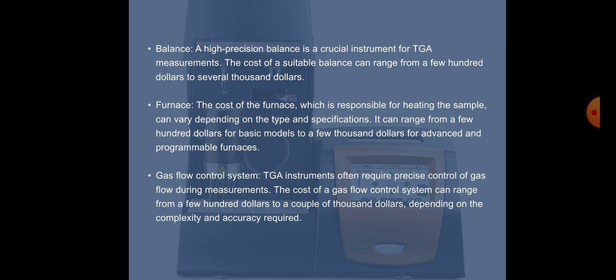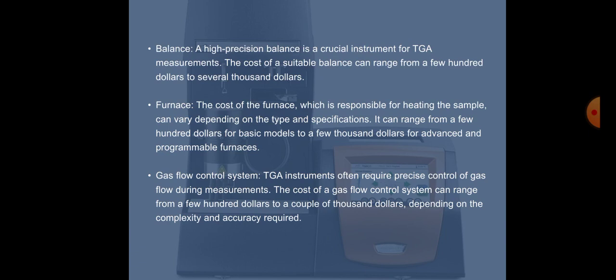Balance. A high precision balance is a crucial instrument for TGA measurement. The cost of a suitable balance can range from a few $100s to several $1,000s. Furnace. The cost of the furnace, which is responsible for heating the sample, can vary depending on the type and specification. It ranges from a few $100s for basic models to a few $1,000s for advanced and programmable furnaces.